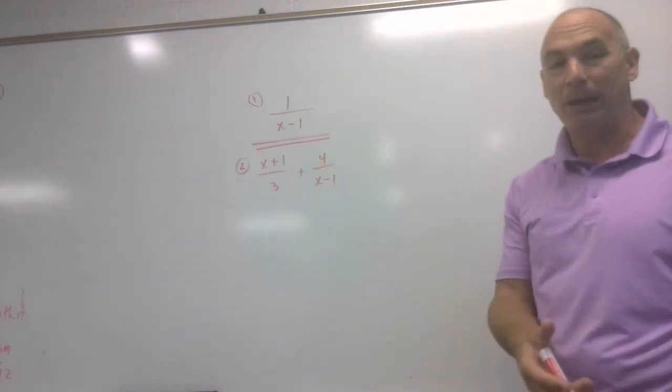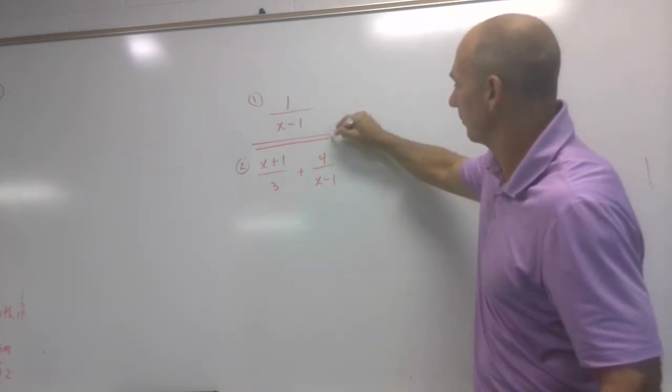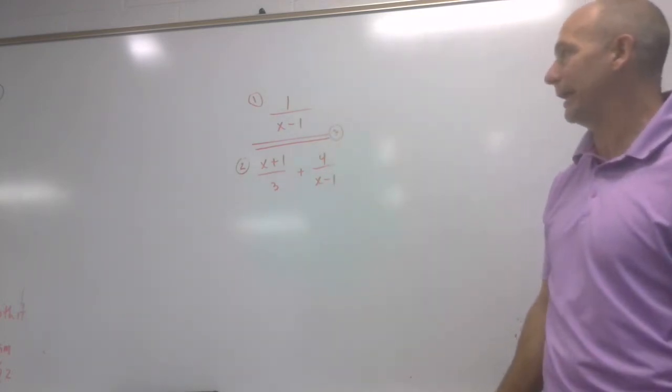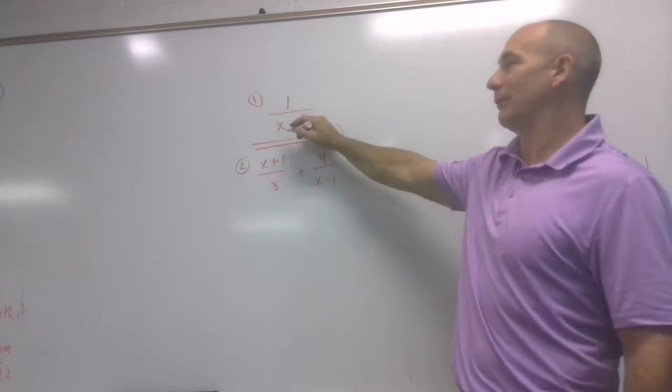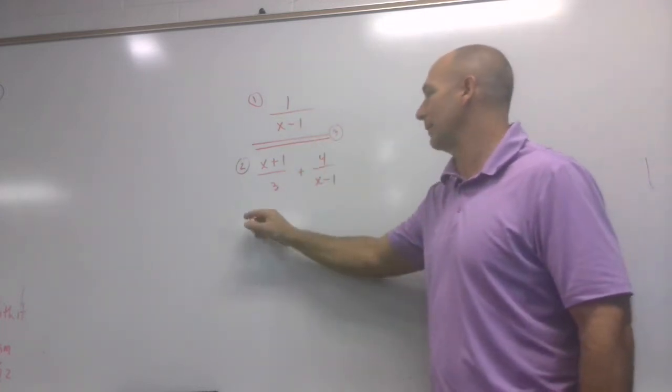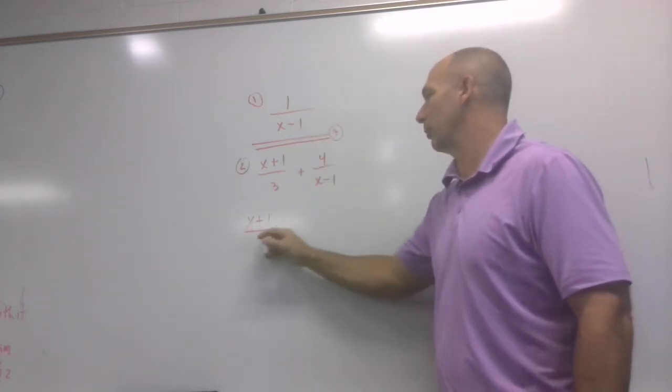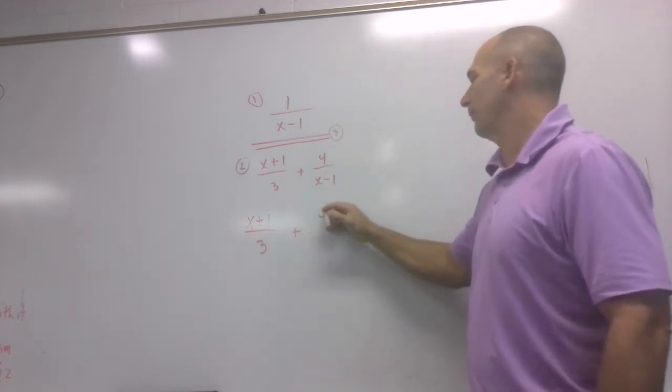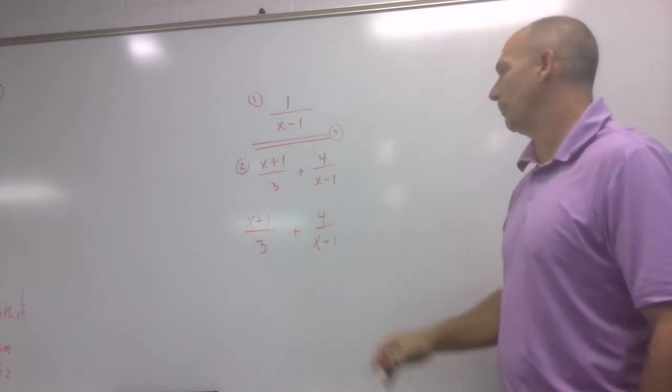I got to find common denominators there. And then problem number 3 is this division bar. We'll take care of that later. Problem number 1, we don't have anything to do. 2, we got to find common denominators. So here it comes. x plus 1 over 3 plus 4 over x minus 1.